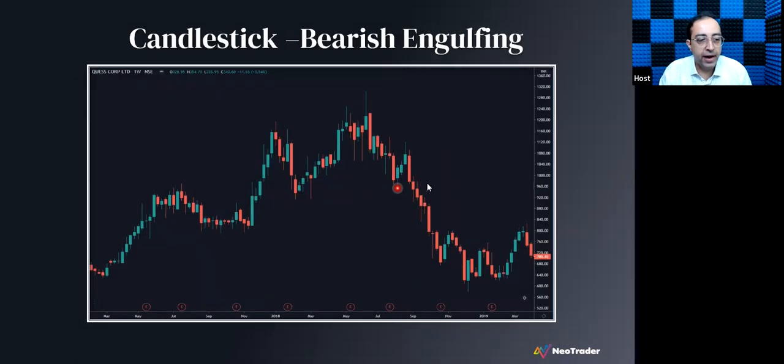Now you can see here again another bearish example. The second candle is red and the first candle is green. That means it is bearish. Clear? Everyone clear with this? I'm waiting for you to type.